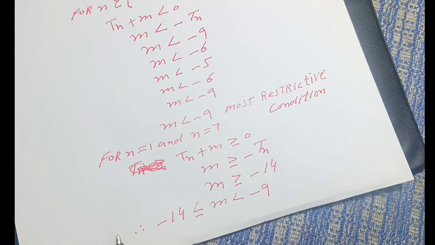Now, there I solved the question. This is my calculation, and then we combine the inequalities. The values of m are between negative 14 and negative 9, negative 14 is included. This is my final answer.